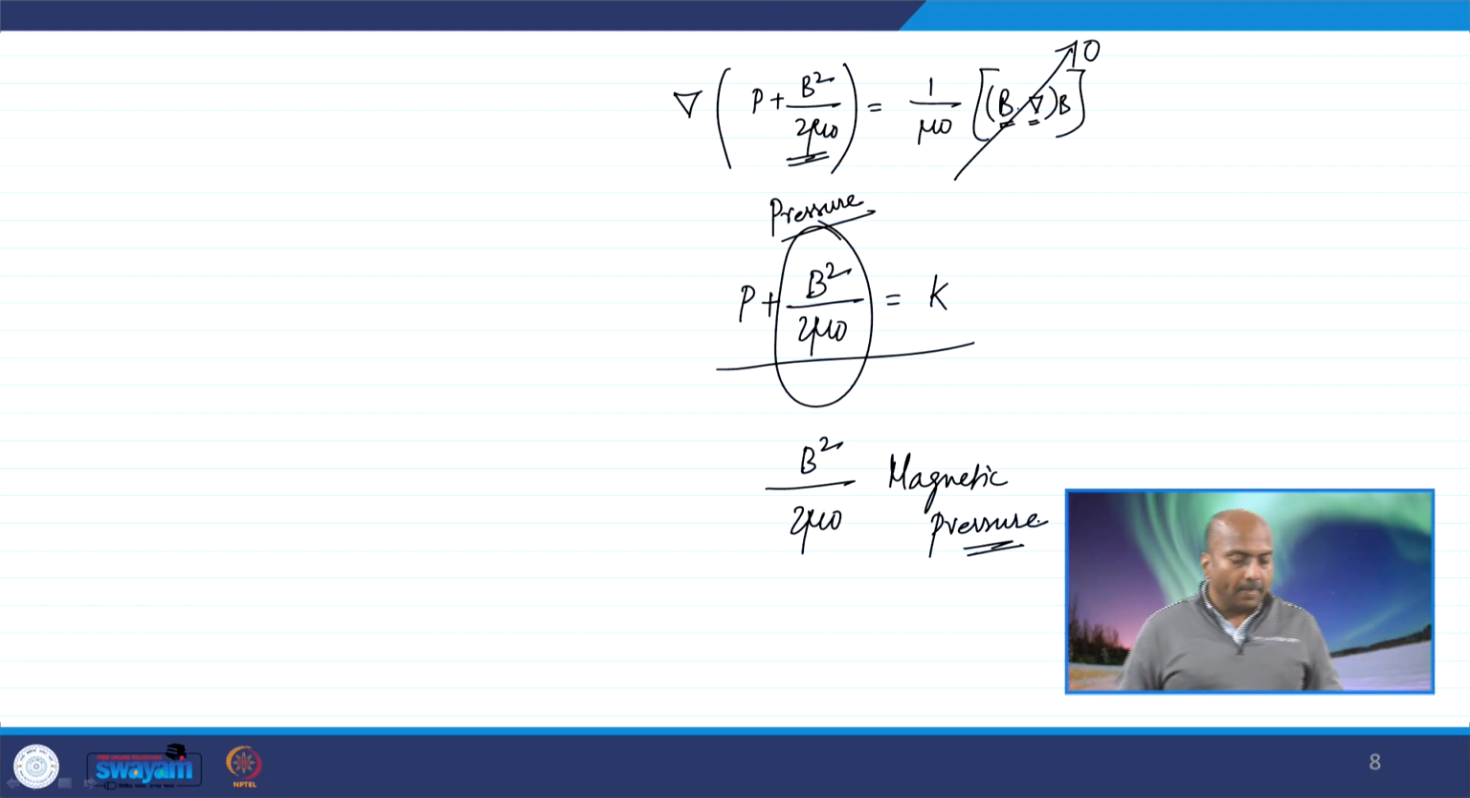Magnetic pressure becomes particularly important if you are trying to understand the motion of solar wind or the interaction of solar wind with the magnetosphere. You can define a ratio between the magnetic pressure and the kinetic pressure, and depending on this ratio, we attribute several properties to the plasma.